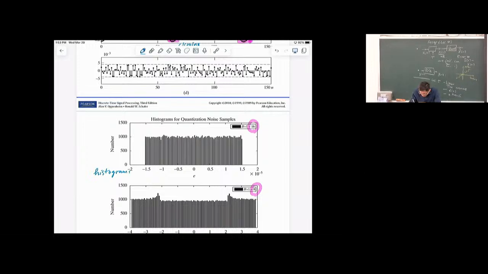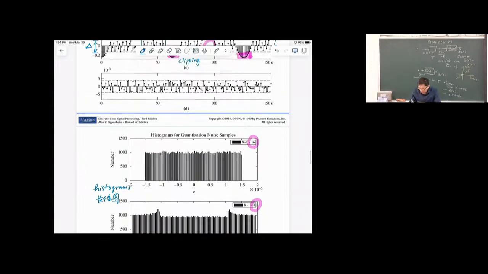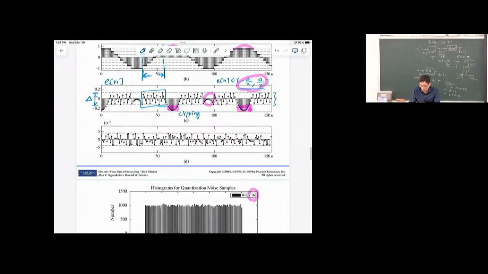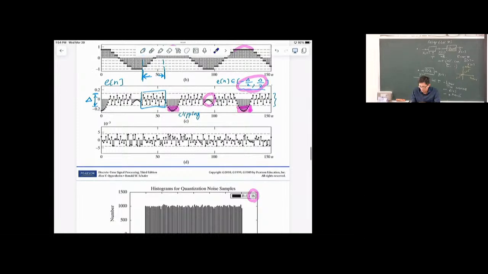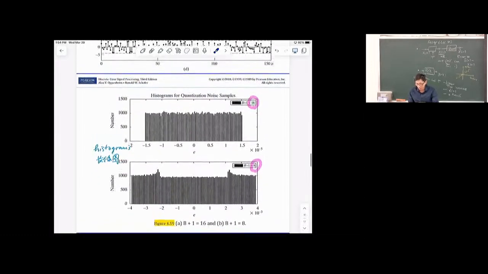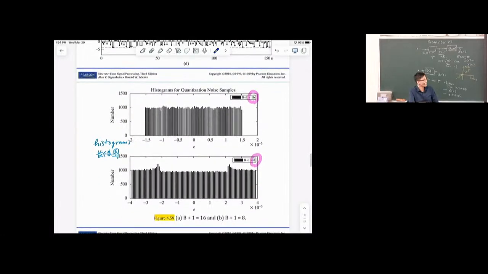These are called histograms, and in Chinese, this is 长条图. You just let the signal run and you collect all the values in the error signal, and then you just calculate the statistics, plotting their distribution. So here, what's the difference between the top plot and the bottom plot? Just by inspection, 用看的, by looking at it. Everybody please look at these two plots.